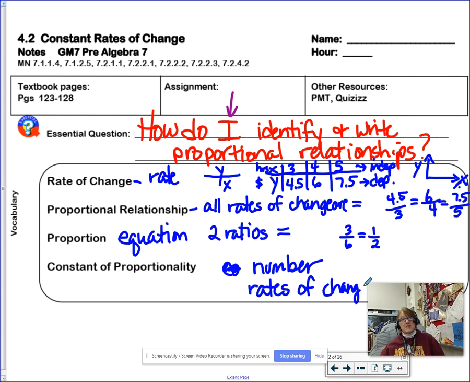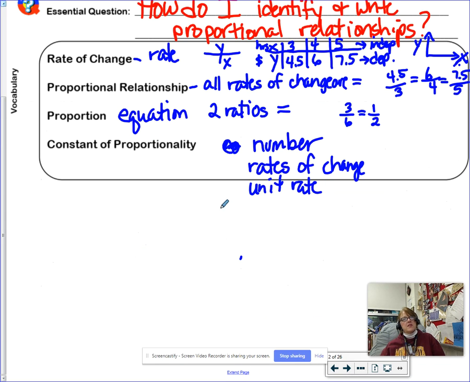Or maybe we should say the unit rate, because that's really what you do when you divide and simplify all those. Okay, so it is a number. It is the unit rate in a proportional relationship where they're all the same. So for example, on this one, you got 1.5 for 4.5 divided by 3. On 6/4, you got 1.5. You got 7.5 divided by 5 is 1.5. They're all the same. When we say constant, that's what we mean. They are all the same.